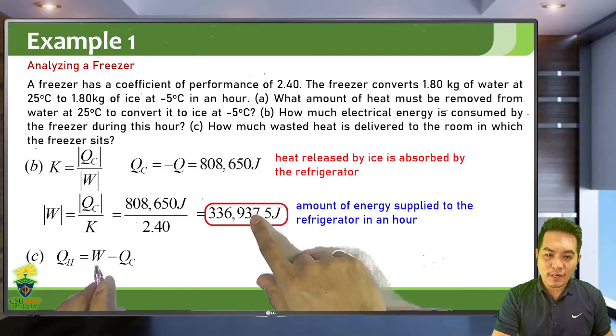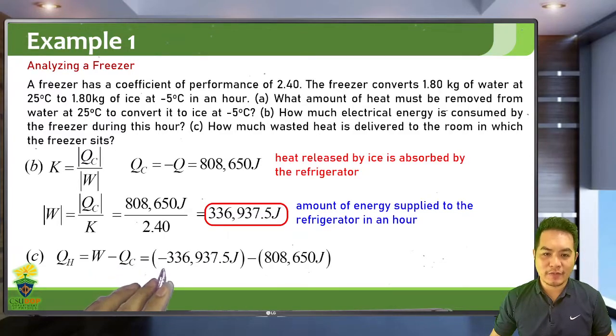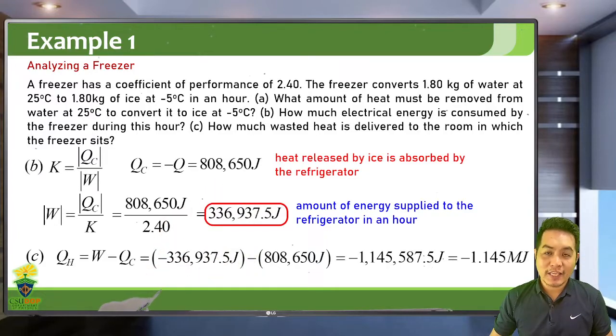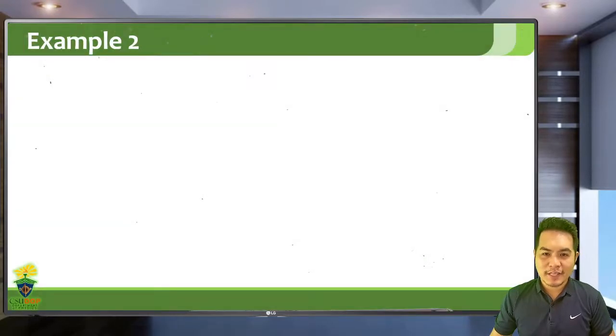And the work is actually the negative of this, negative 300, because this is work done on the refrigerator. And QC is positive. So basically you have negative 336 minus QC, which is positive 808, and you will get a negative answer because QH is negative. QH is the heat released by the refrigerator to the outside of the refrigerator, the higher temperature region. And you will get a value of negative 1.145 megajoules. So let's have another example.